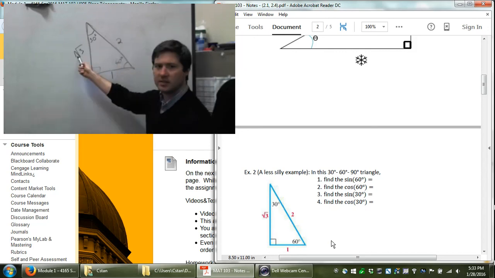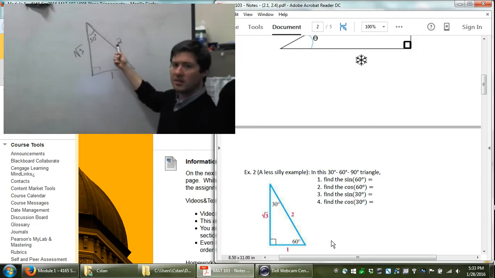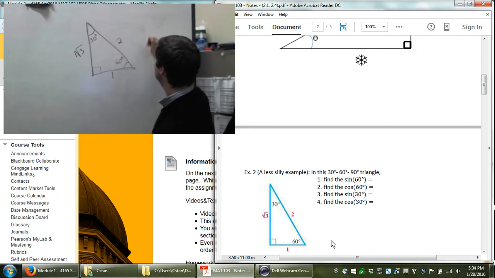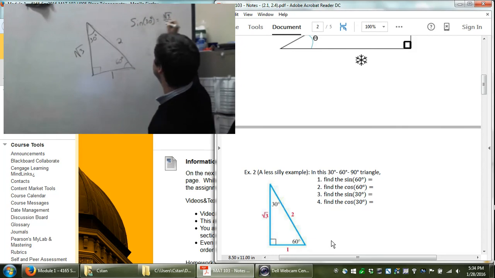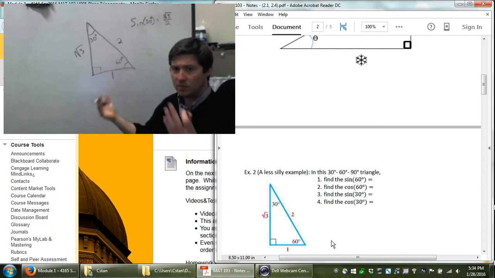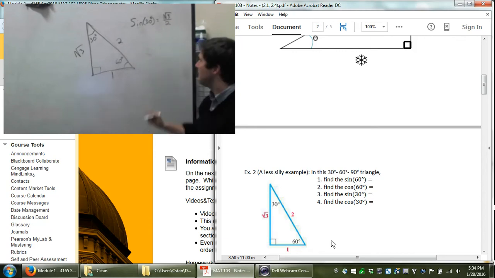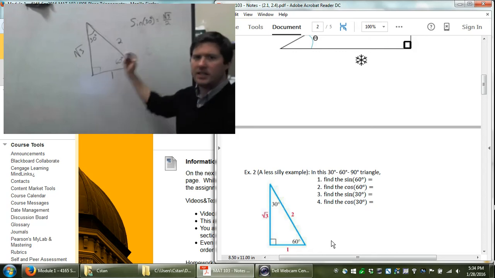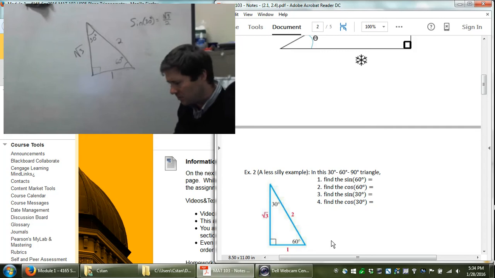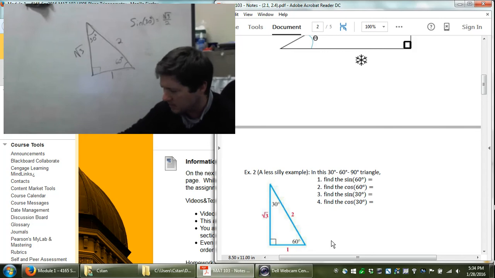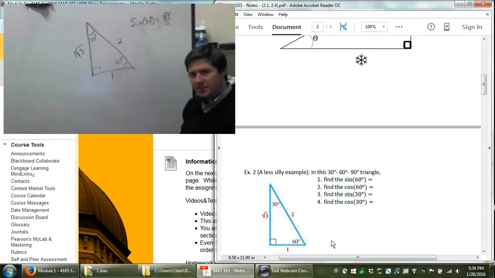Okay, so the first question we're asked is find the sine of 60 degrees. I guess I should label this: 60 degrees, 30 degrees. We've got our sides, 1, 2, square root of 3. Those of you who haven't taken algebra in a while, square root of 3. Maybe I'll talk about this in a minute.